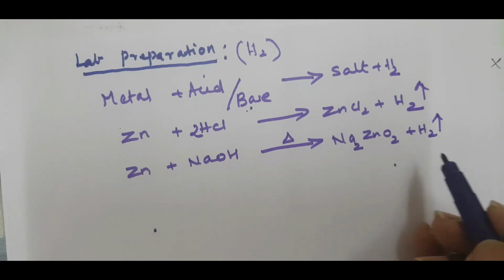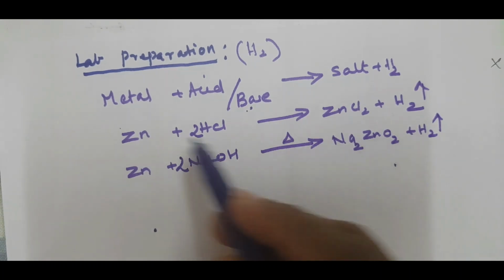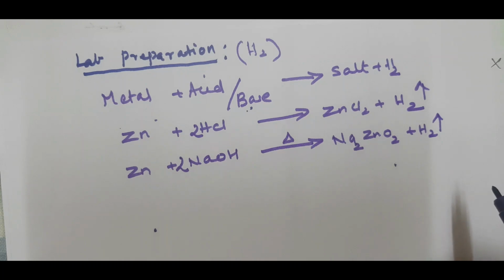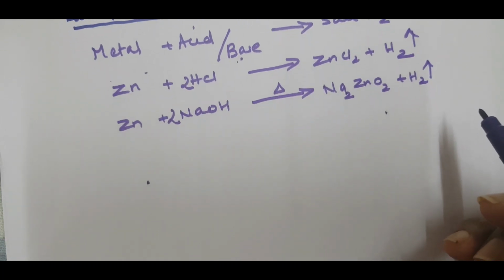In the lab you can prepare it in this way, that is, a metal and an acid will give you hydrogen. Correct? Any metal you can take, the reactive metals you can take.